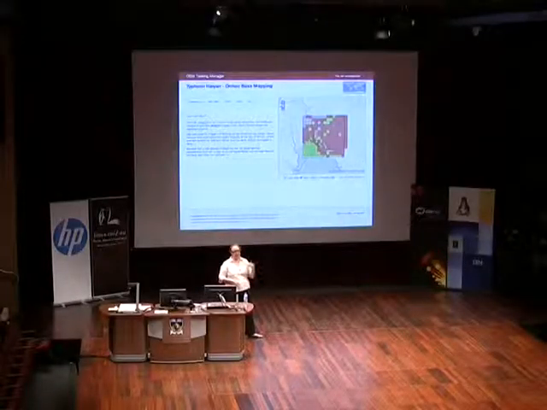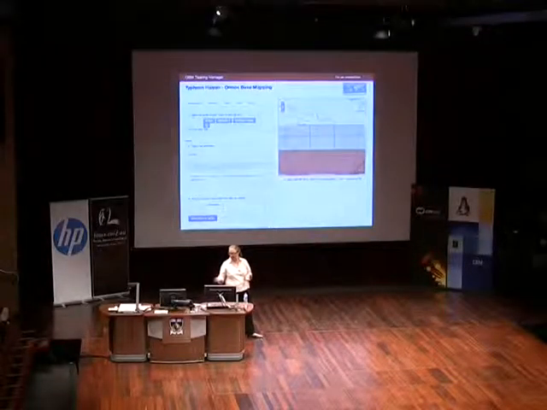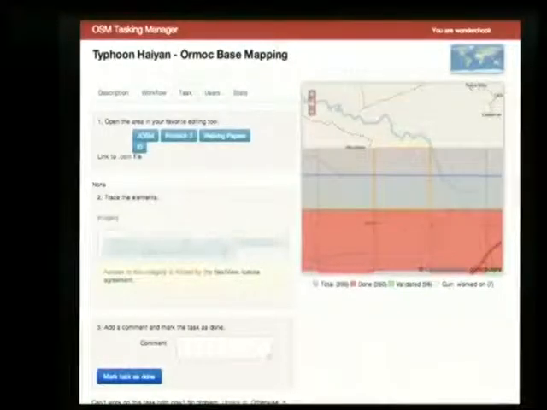So after this, someone can go in and take a task. So this is after you've taken a task. And what it does now is it assigns you your square. And what you can do then is map in that square whatever the specific instructions are. And it links directly to a bunch of the OpenStreetMap tools.